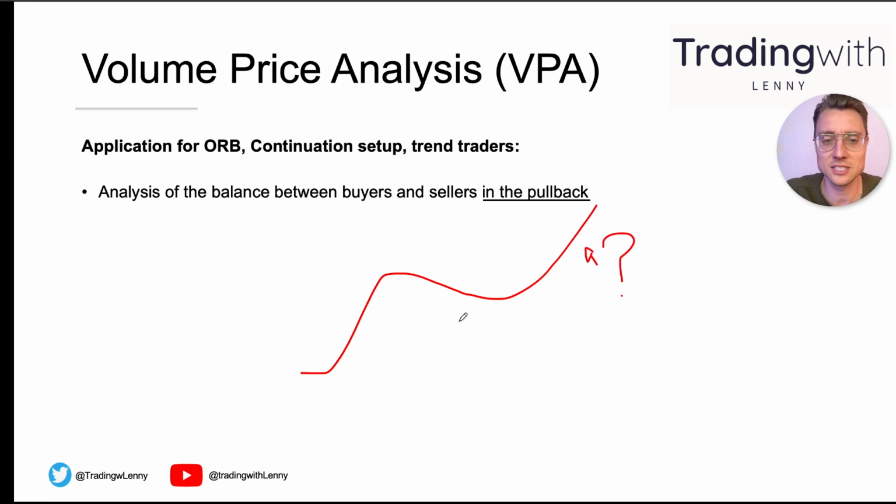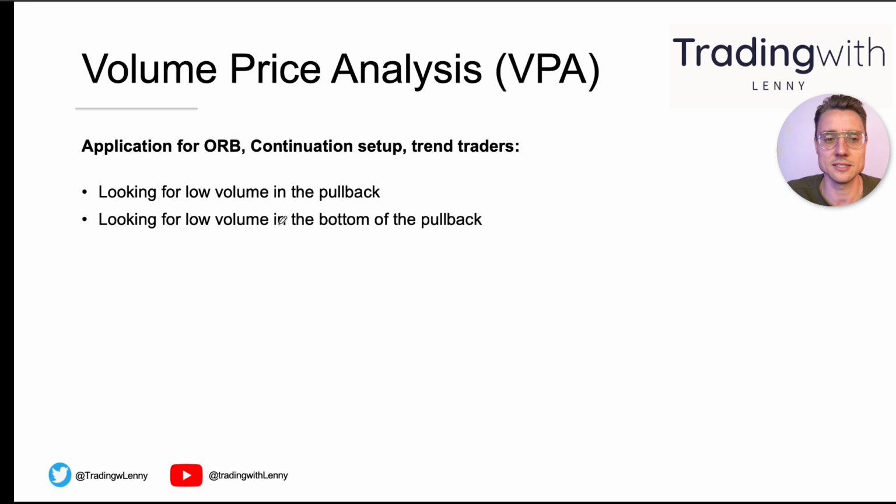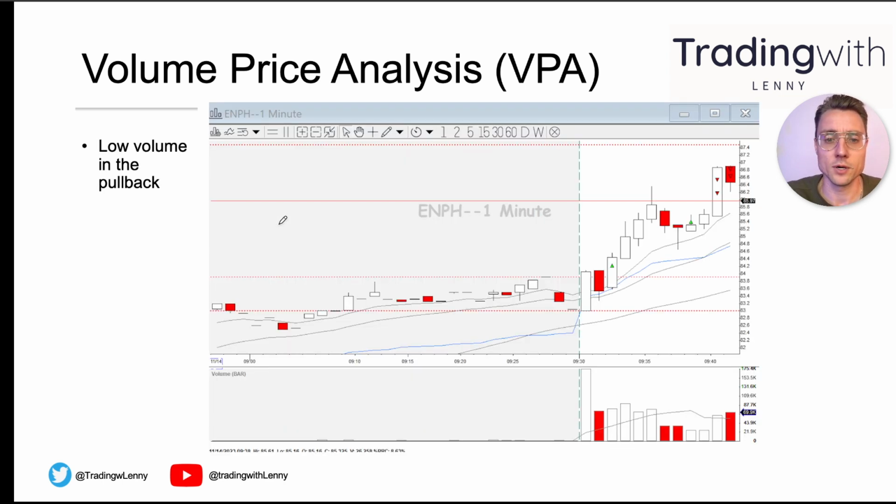So we're going to analyze the balance between the buyers and the sellers in the pullback, or this B to C move, the A, B, C, D. That is the application of volume price analysis. We're looking for low volume in the pullback, or low volume at the bottom of the pullback, which is also a very, very good sign for another move up.